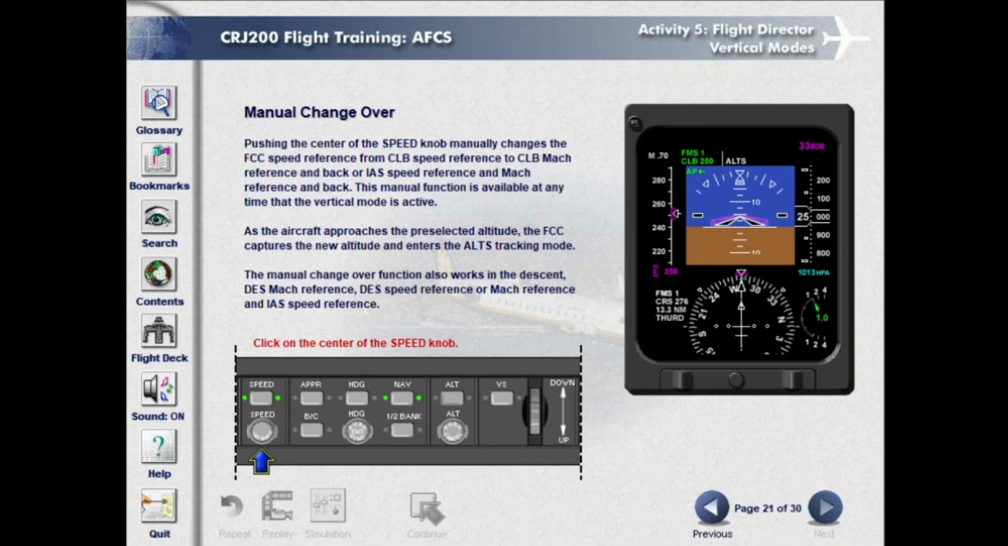Manual changeover. Pushing the center of the speed knob manually changes the FCC speed reference from climb speed reference to climb Mach reference and back, or IAS speed reference and Mach reference and back. This manual function is available at any time that the vertical mode is active. As the aircraft approaches the pre-selected altitude, the FCC captures the new altitude and enters the ALTS tracking mode. The manual changeover function also works in the descent: DES Mach reference, DES speed reference, or Mach reference and IAS speed reference.